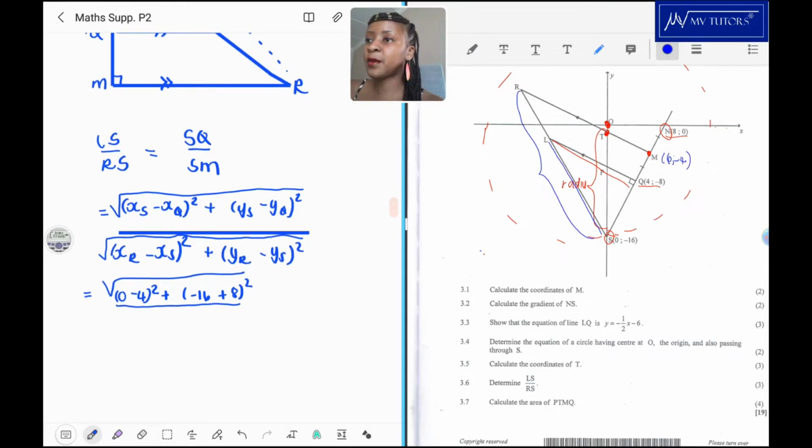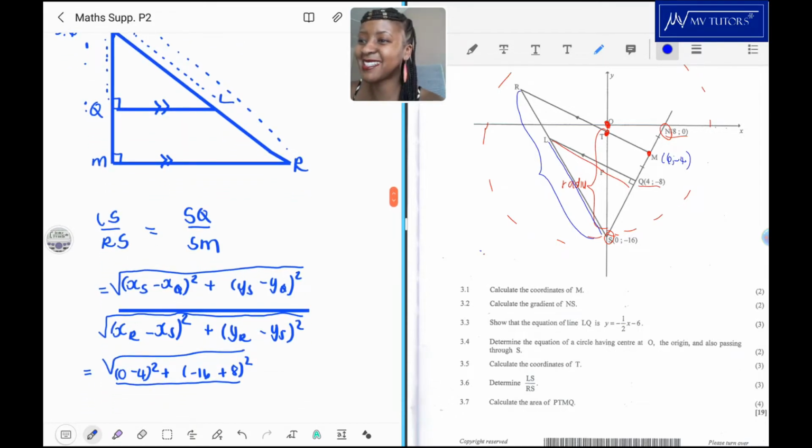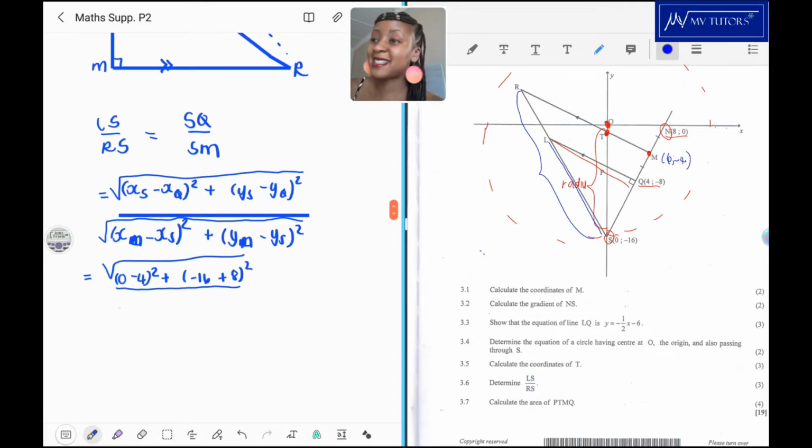And then for R, we have... why did I say R? Sorry, guys. I meant S and M. So I'm just going to use M here, not R. My goodness. But yeah, the x coordinate of M is 6. And the one for S is 0. Ooh, at least I saw that error. And the y coordinate of M is minus 4. And then for S, it is minus 16.